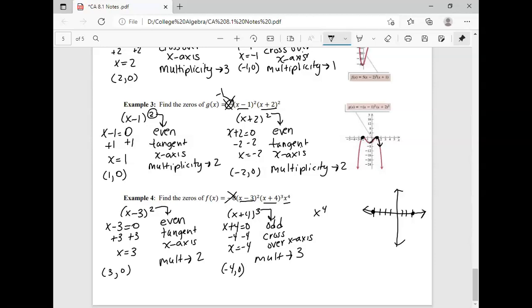Okay. This one could be a little bit tricky, but what you need to do is rewrite this as x minus 0 to the 4th. Do you guys agree that this is the same as this? X to the 4th is just x minus 0 to the 4th, or x plus 0 to the 4th. So this 4 is even, which means that it's going to bounce off right there. So it's tangent to the x-axis. X minus 0 is equal to 0. So really, x is just 0. So I have a point at 0, 0. And at that point, it's just going to bounce off.